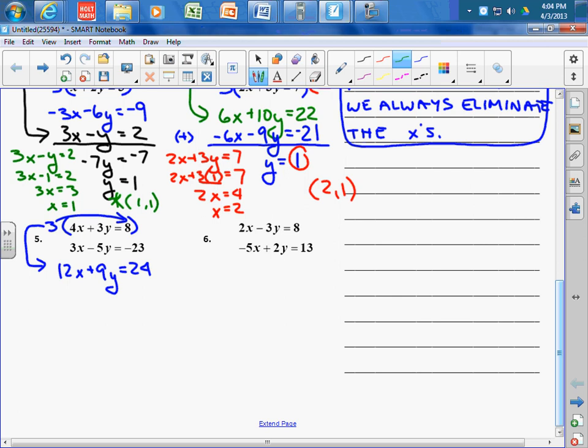And then we're going to multiply the bottom row by this number, but we're going to make it negative. So I'm going to have negative 4 times 3x is negative 12x. Negative 4 times negative 5y is positive 20y. And negative 4 times negative 3, do you have your calculator handy?